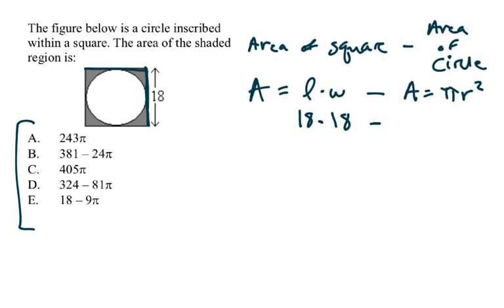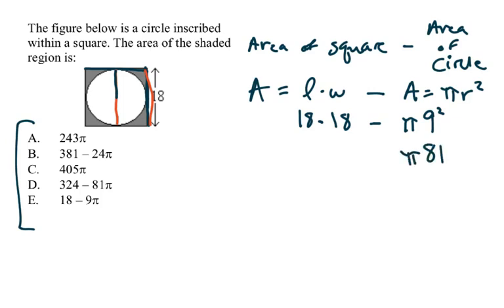Minus pi r squared. So pi will keep, and then my radius, if I know that this whole thing is 18, I also know that if I transfer it over, this would be 18, and my radius is going to be half of that. So half of 18 is going to be 9. So my radius is going to be 9, and then I'm going to keep the squared.